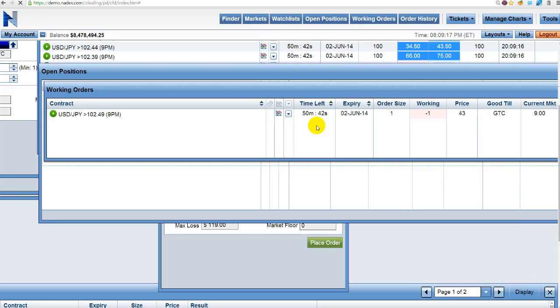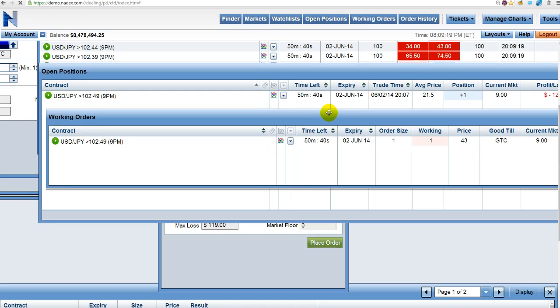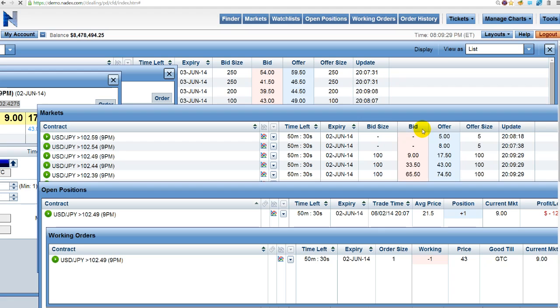Okay, so if I bought the contract at 21.50 and the market gets up to 43, how much will I make on the trade? What would be my profit if I bought at 21.50 and I sold at 43? Would I lose? Would I make money? If I would make money, how much would I make? If I lost, how much would I lose? There you go. Yep, Daniel got it first.